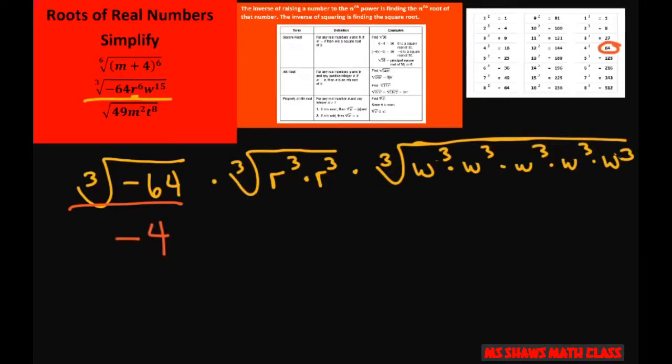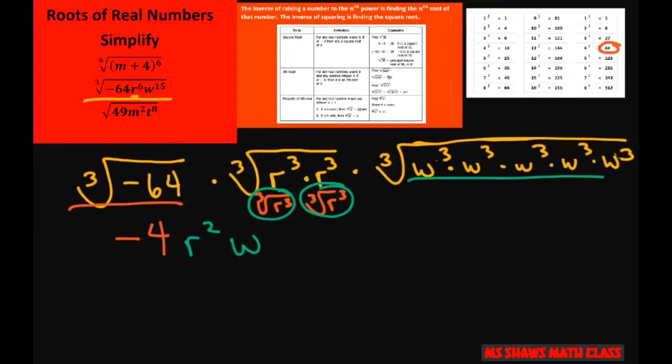Now for this one, the cube root, and you could break this down as cube root of r cubed, cube root of r cubed. Now for cubes, you can have negative. So that's just going to be r times r, which is r squared. And the same thing here. We have 5 of these, so this is going to be w to the 5th, because you'll have cube root of w cubed, which is w. And you do that 5 times, you'll have 5 w's. So that's your final answer.